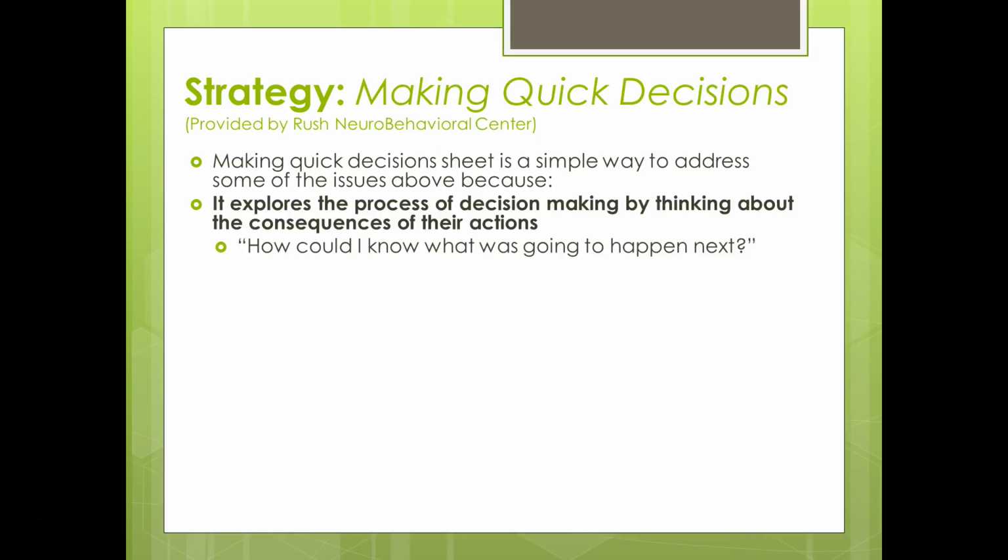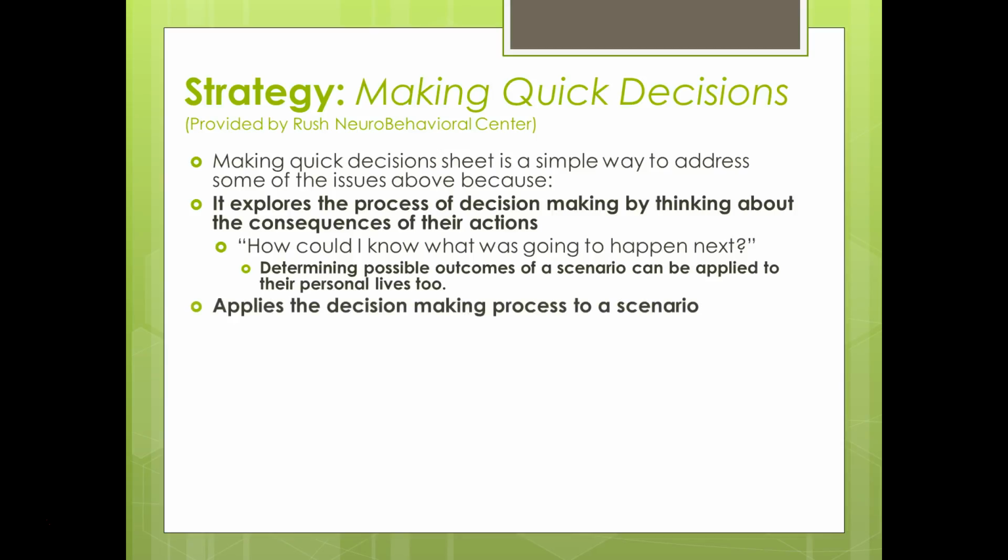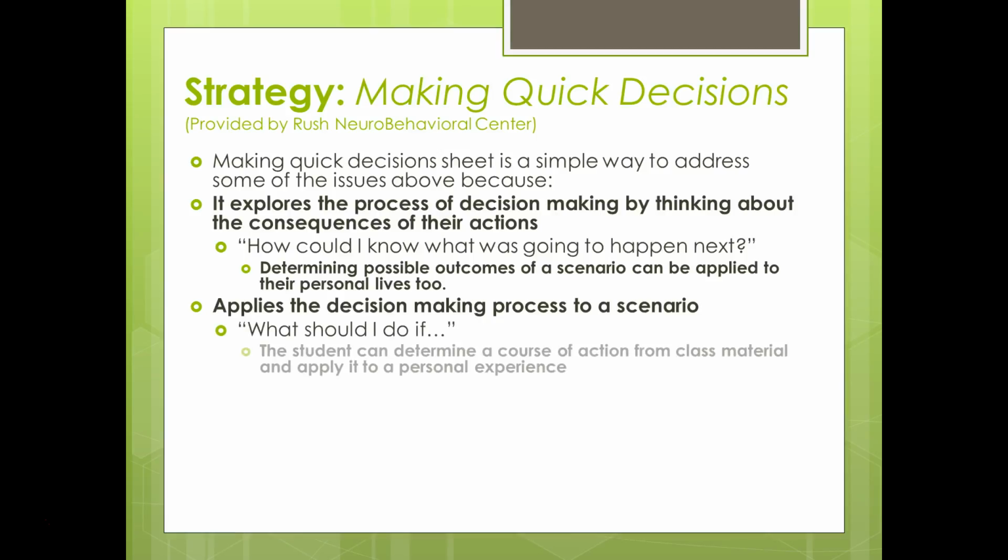So you'll often hear students say, how can I know what was going to happen next? This helps to determine those possible outcomes by thinking through scenarios. Again, this could be really heavily impactful on a personal level as well, not just necessarily for a content area. And so it applies decision making to a particular scenario. You know, what should I do if? And the student can then determine a course of action from either class material or apply it to that personal experience of their own. And really that means weighing outcomes.